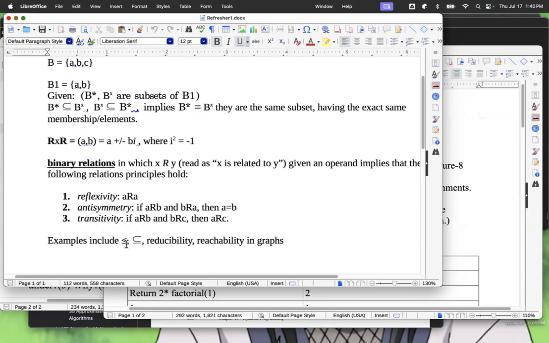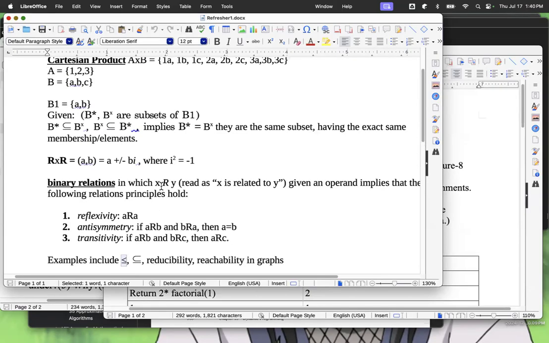So here you have a binary relation, and we know that this binary relation functions that way. So now, if we have this binary relation and we apply it to a set and it works out that way, then we can actually start to order things. Now, the same thing with subsets, right? Also, reducibility, reachability in graphs. So those were some examples, okay?